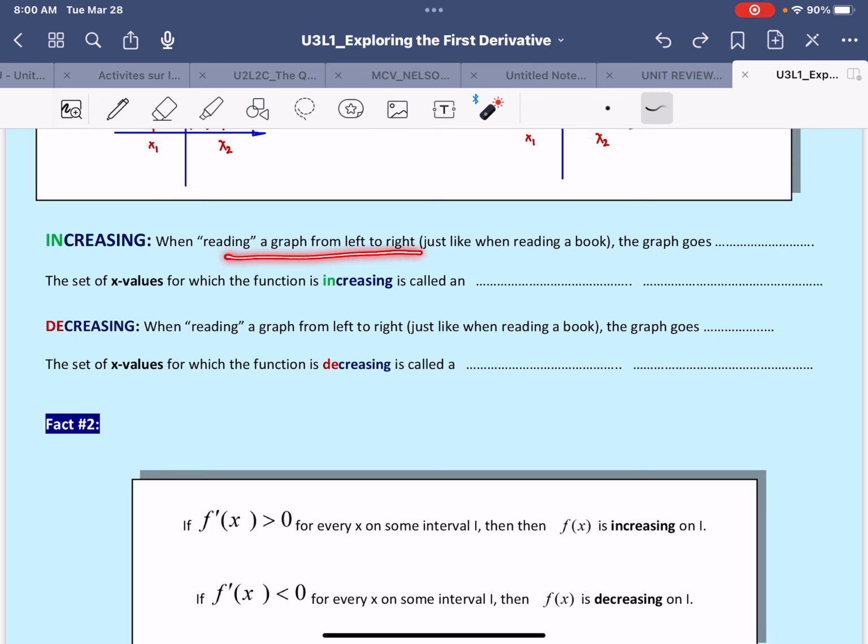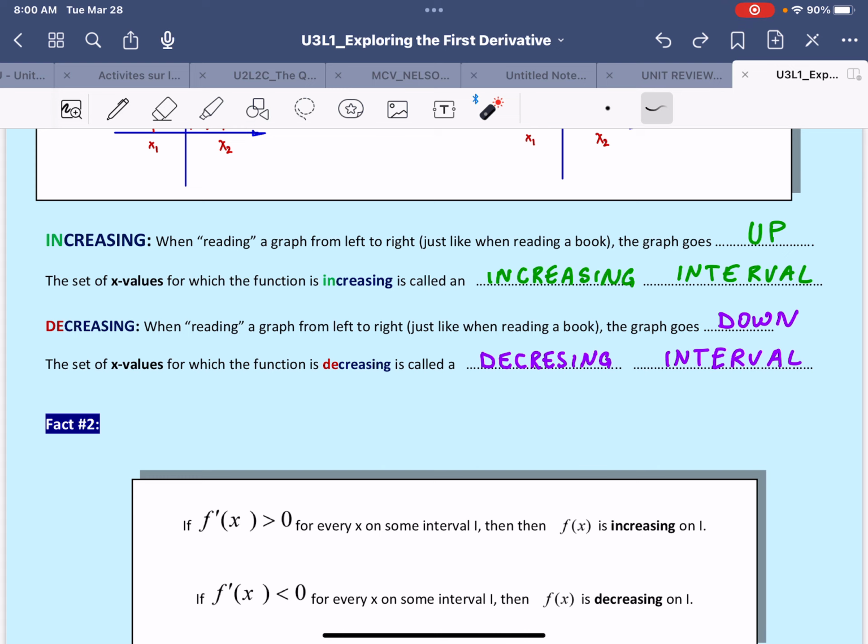when reading the graph left to right, the graph will go up. And the set of x values for which the function is increasing is called an increasing interval. Decreasing means that when reading a graph from left to right, again, just like when we read a book, the graph goes down. And the set of x values for which the function is decreasing is called a decreasing interval.